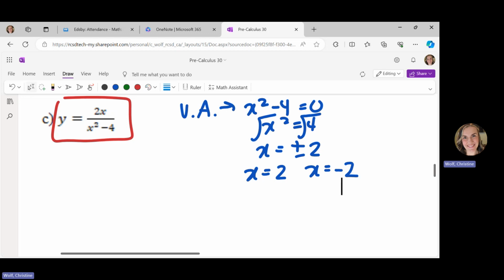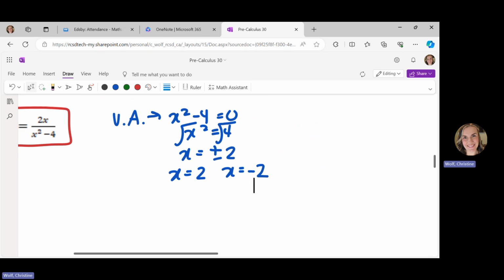Okay, let's do horizontal. Horizontal, just do the easy way. If I don't specify, compare your degrees. The degree on the denominator is bigger. When that happens, you immediately have an asymptote at 0. We have 3 asymptotes, 2 vertical, 1 horizontal. Okay, so again, this is weird.